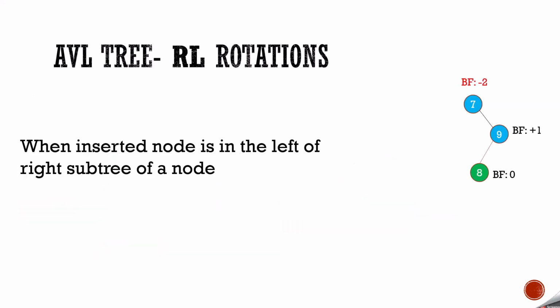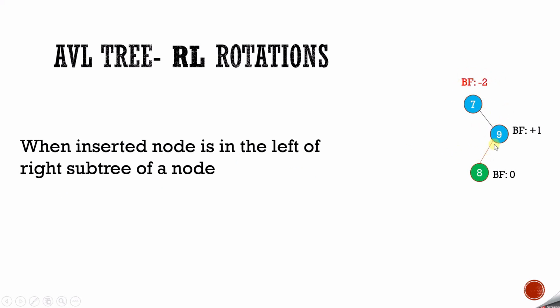Similar to the LR rotation, we can have RL rotation. While we are doing RL rotation, a node is inserted in the right subtree of a node, and in that right subtree it is inserted on the left side. That means the left of a right subtree, for example the left subtree of 7 is 9, and the new node is inserted in the left subtree of that right child. So when a new node is inserted in the left of the right subtree of a node, in that case the balancing factor will automatically become 2. You can calculate it over there.